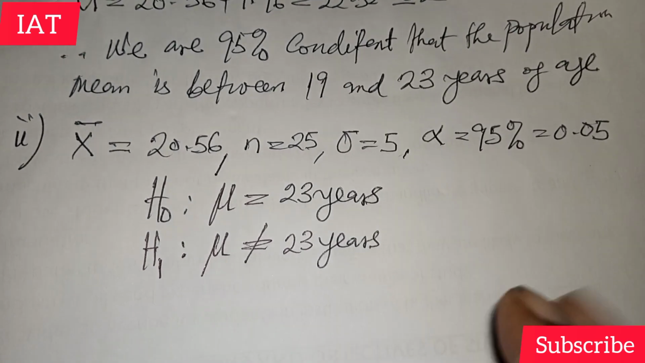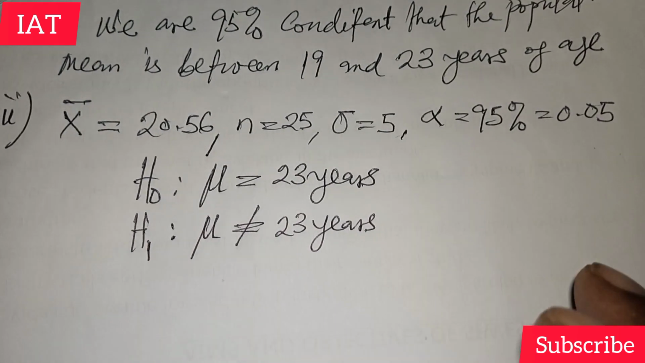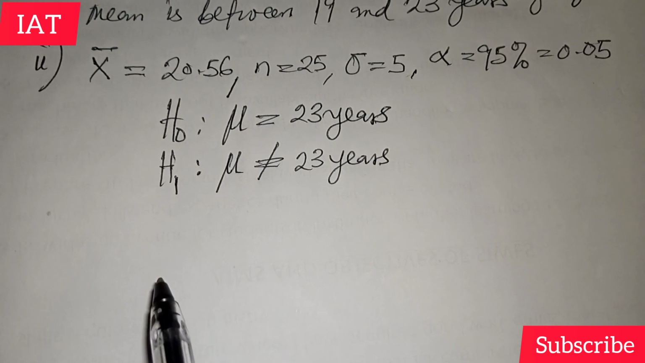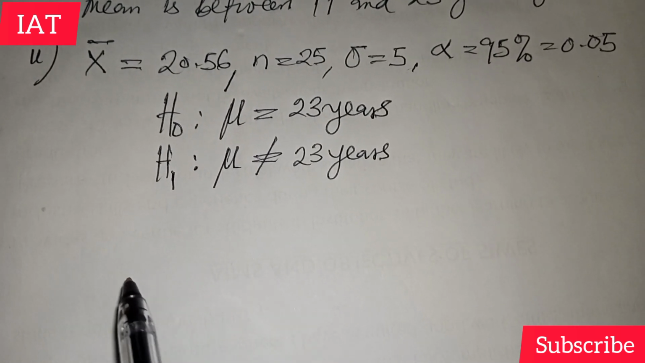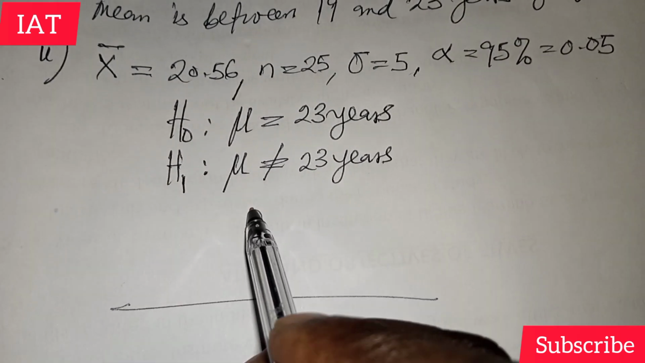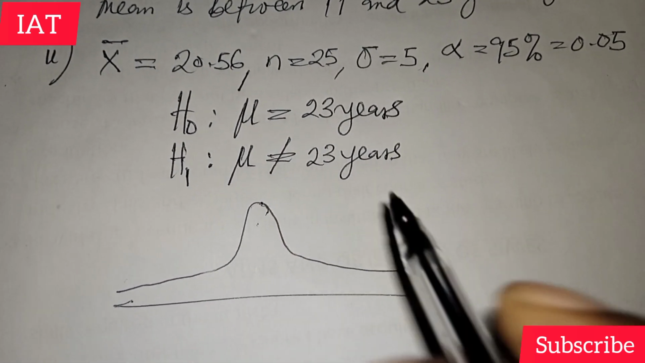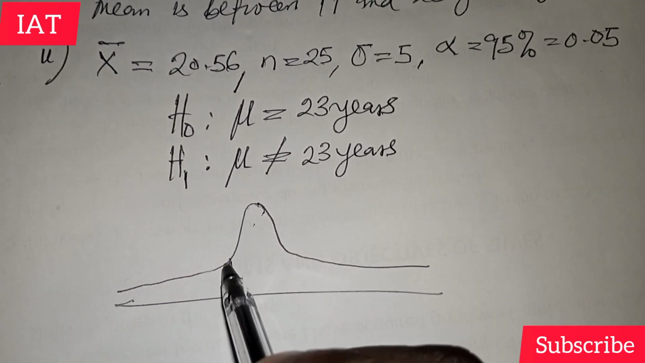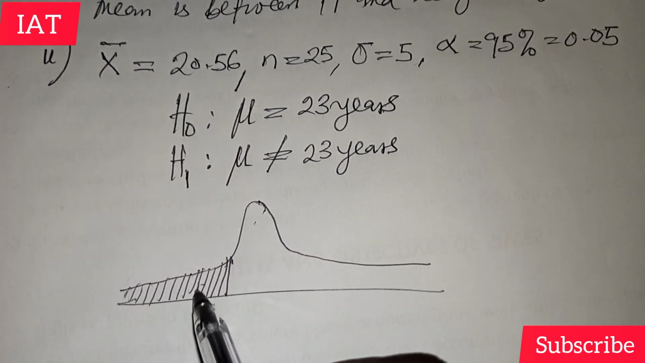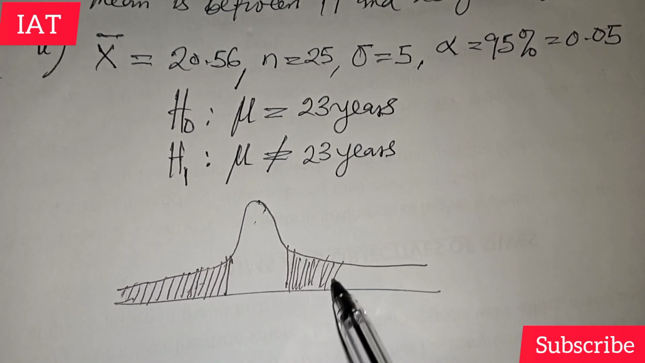This shows that this is a two-tailed test, and because it is a two-tailed test, if you want to represent this in the normal distribution, then you have this. I like starting it like this, and we have this. So because it is a two-tailed test, this is the shaded region, or we have it as the critical region.